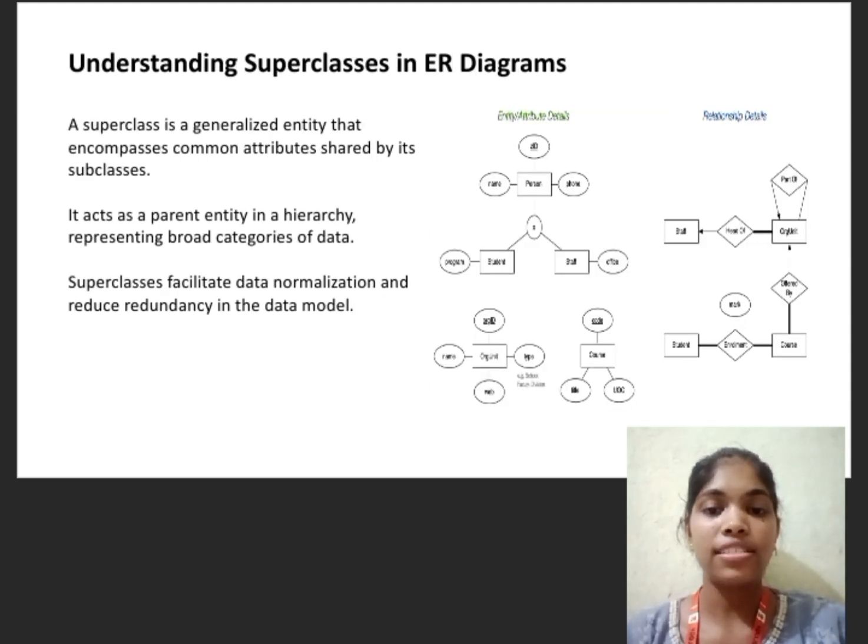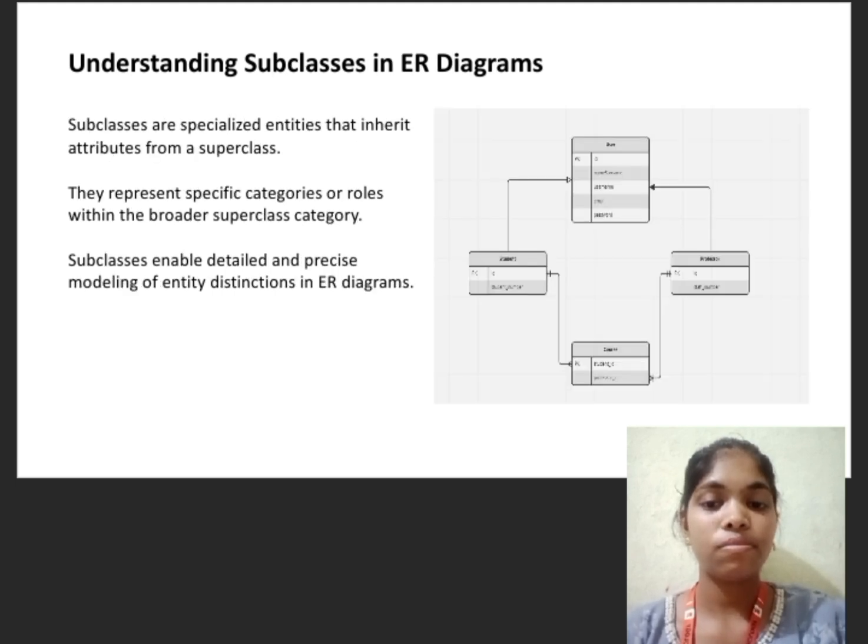Next, understanding superclasses in ER diagrams. A superclass is a generalized entity that encompasses common attributes shared by its subclasses. It acts as a parent entity in a hierarchy, representing broader categories of data. Superclasses facilitate data normalization and reduce redundancy in the data model.